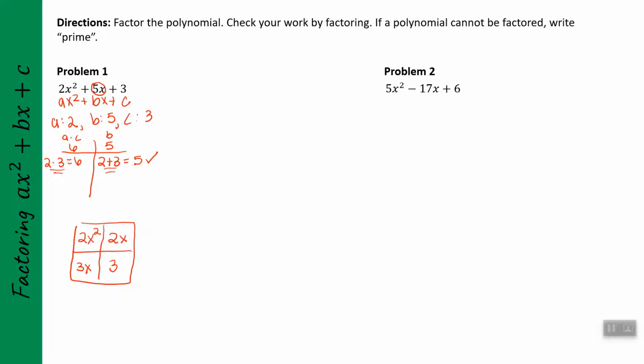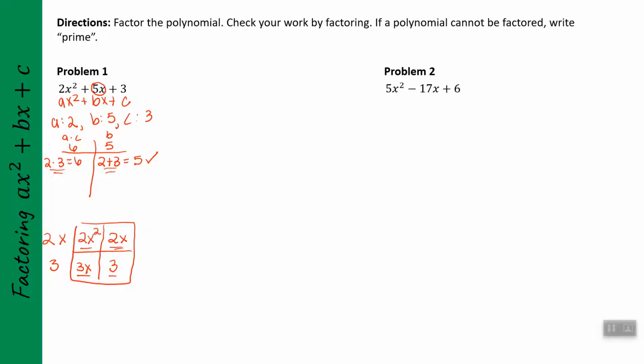Once we fill out the box, I like to start with the left-hand side. What's the greatest common factor between 2x squared and 2x? They both have a 2 in common, and they both have an x in common. Moving down to the next one, what's in common between 3x and 3? The greatest thing they have in common is a 3.